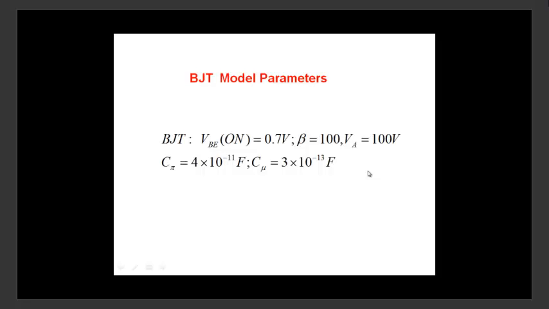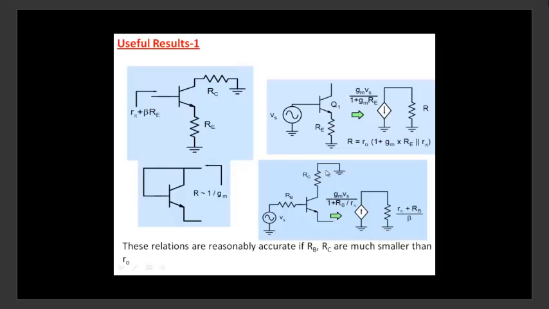All the problems here are based on all BJTs having identical characteristics, NPN, simplified characteristics. So everywhere we take VBE on 0.7, beta 100, early voltage 100, and C pi and C mu are given here. All right, these are some of the useful results.